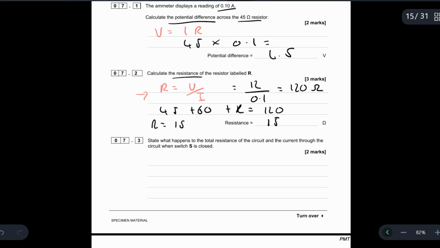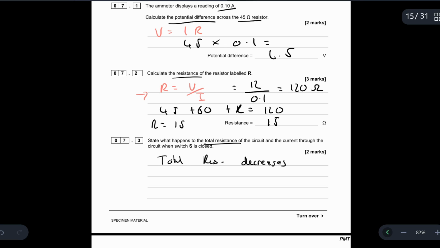And so essentially, if we answer the question, then what happens to the total resistance? Well, the total resistance we know is the sum of the resistances. So if one of the resistances is cut out, the sum of the resistances decreases, and so your total resistance decreases. So total resistance decreases.